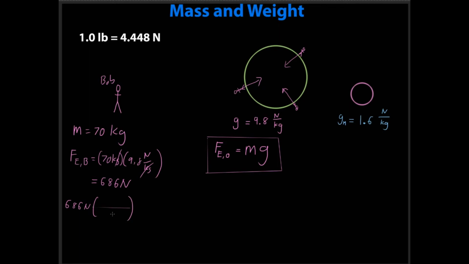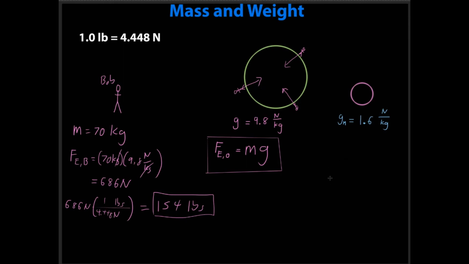So if I take the 686 newtons, I will convert this newtons at the bottom to pounds. 1 pound, 4.448 newtons, and I will get 154 pounds. So on Earth, someone who has a mass of 70 kilograms will weigh 154 pounds.